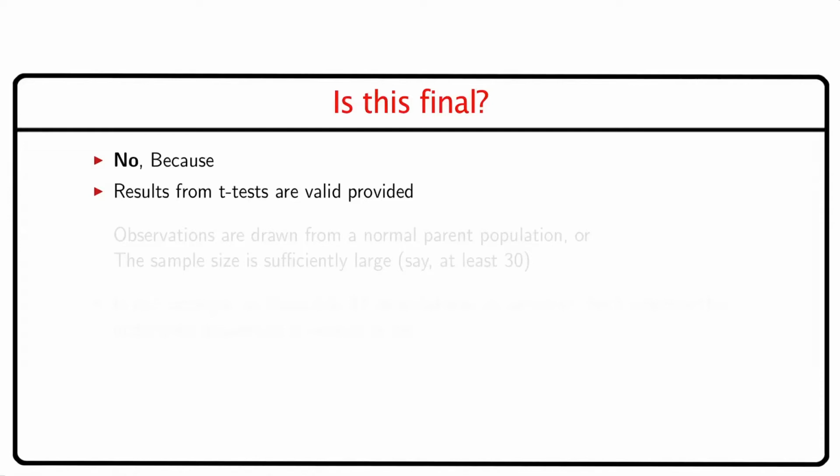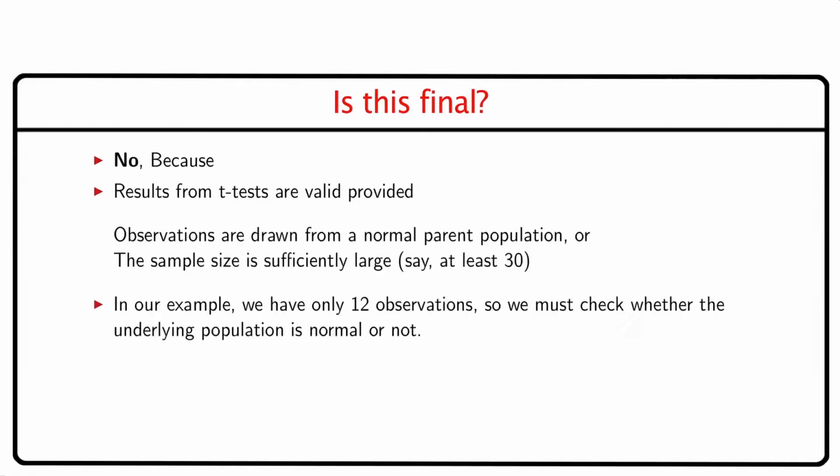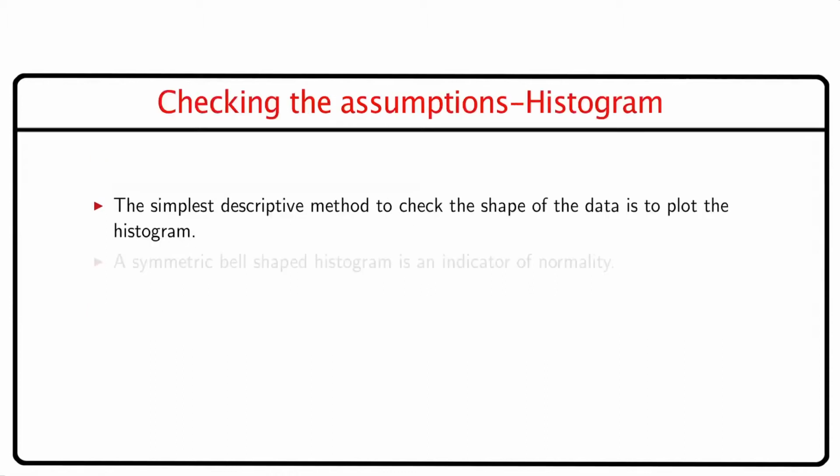So actually these t-tests are valid provided observations are drawn from a normal parent population or the sample size is sufficiently large, say at least 30. In our example, we have only 12 observations, so we must check whether the underlying population is normal or not. What do we do? We use some simple descriptive techniques.